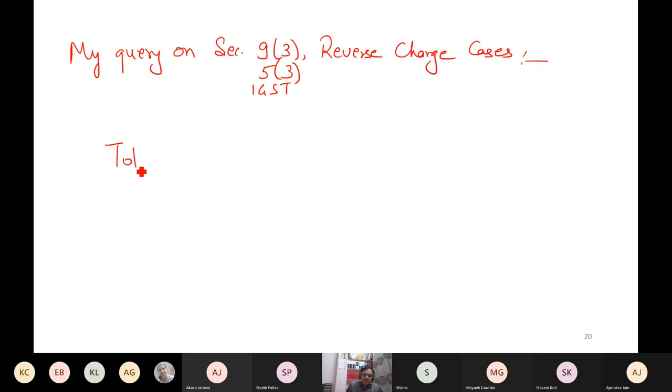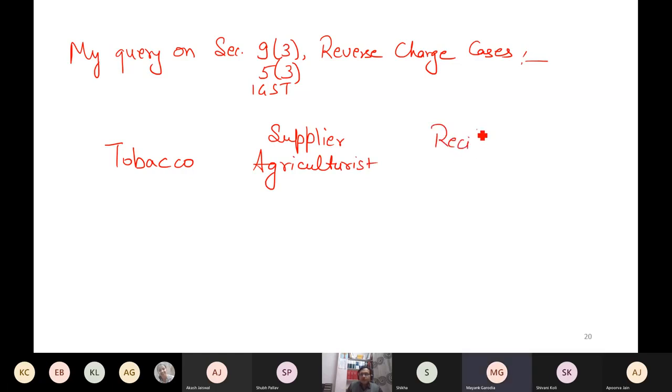If tobacco is supplied, so what was my point? Tobacco, and who should be the supplier? Do you remember what you have noted down? Agriculturist. Yes, agriculturist. And now who was the recipient? Registered person. Yeah, any registered person.